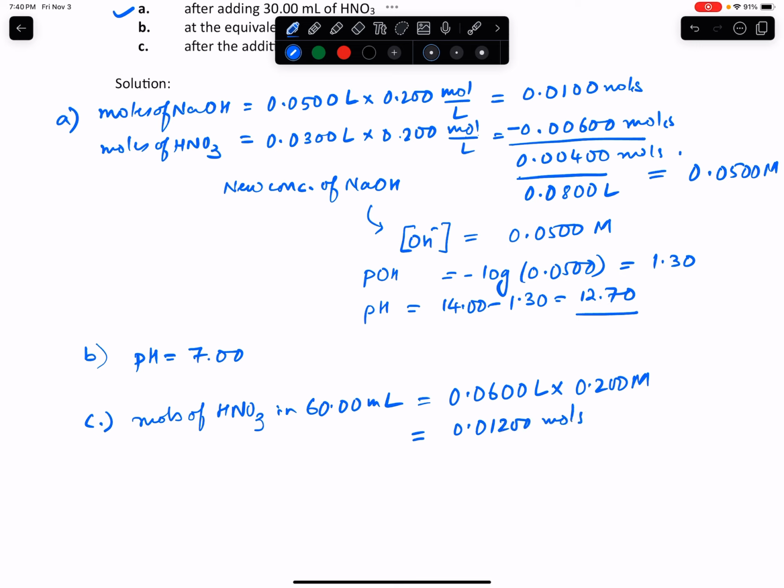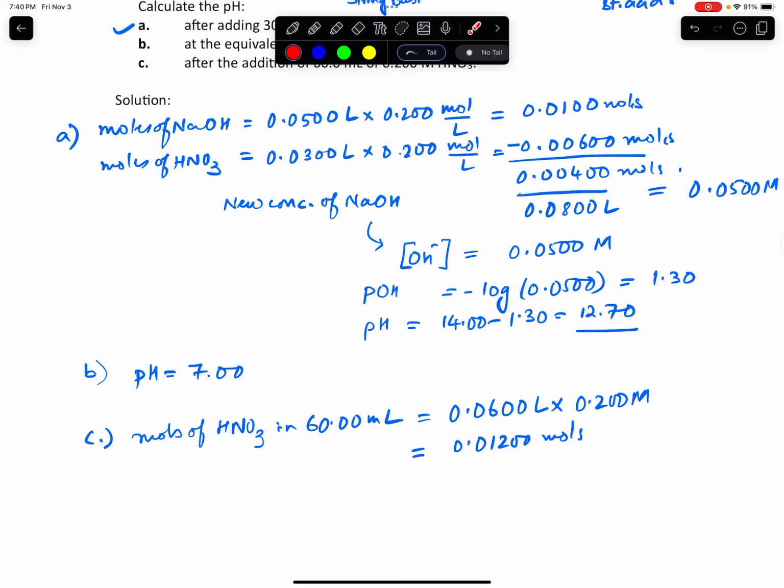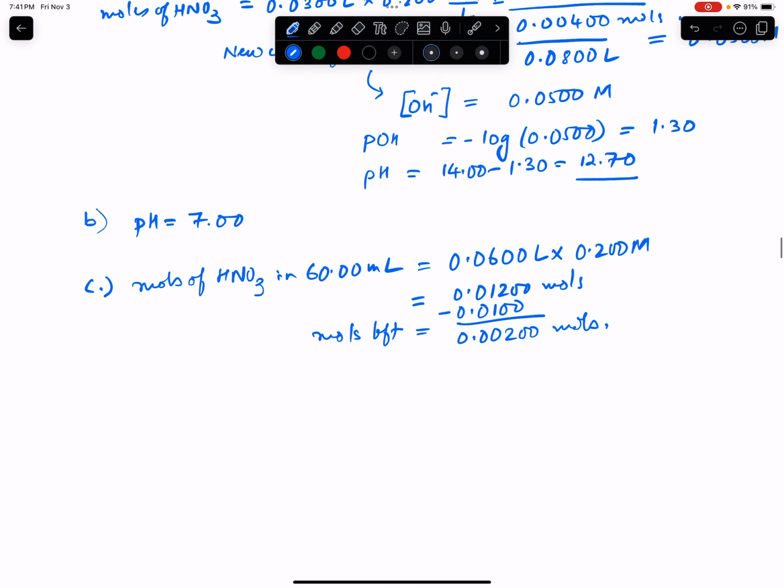Since the maximum moles of NaOH is 0.0100, the moles left is going to be what we get when we subtract 0.0100 from this. That's going to be 0.00200 moles. Now we have to make that into a concentration. The total volume at this point in time is 50 mL of the base plus another 60 mL which was added of the acid. So that is 110 mL.